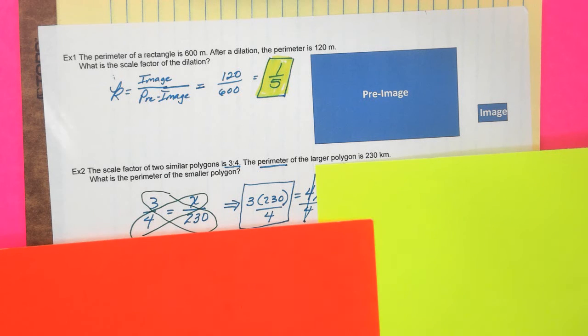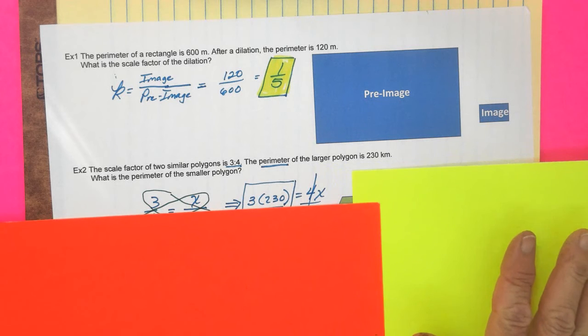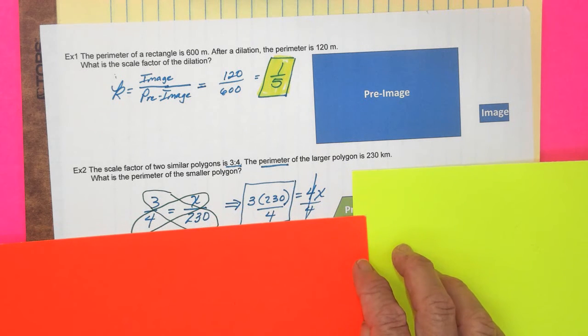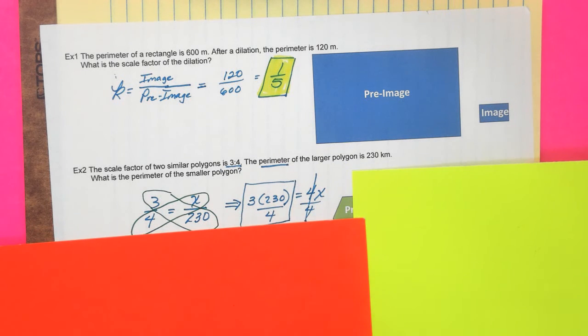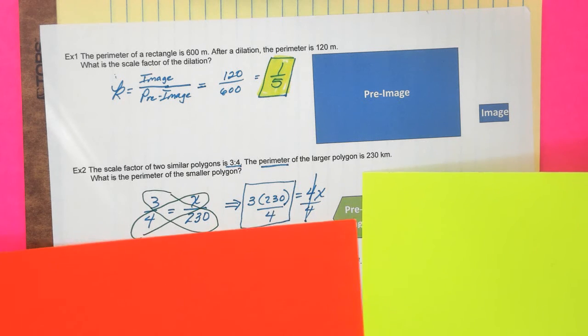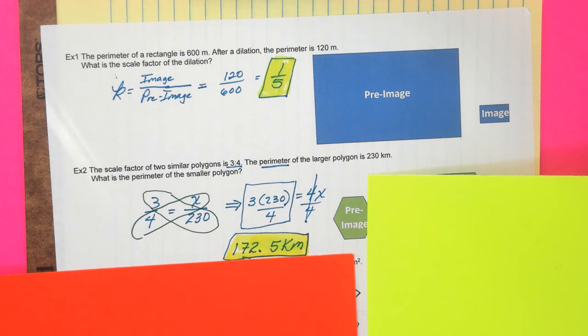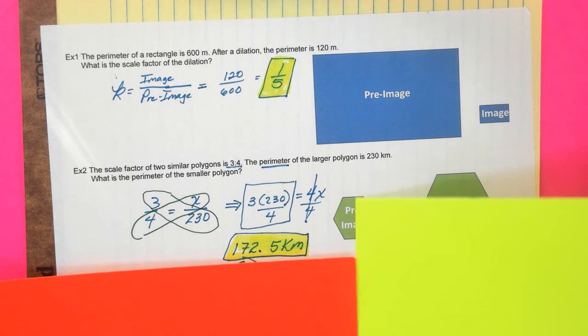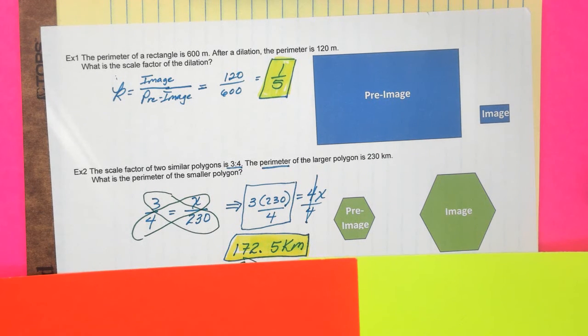When we cross multiply, we have 3 times 230 equals 4x. We divide both sides by 4, so all you have to put in the calculator is what's in the box. And again, you can stop the video at any time, plug in your numbers. When you get your final answer, you should get 172.5 kilometers. There's pictures of what those pre-image and image polygons could have looked like.